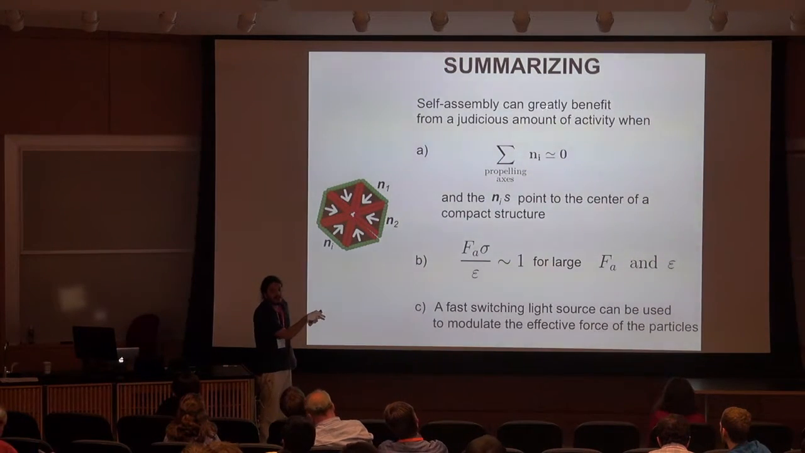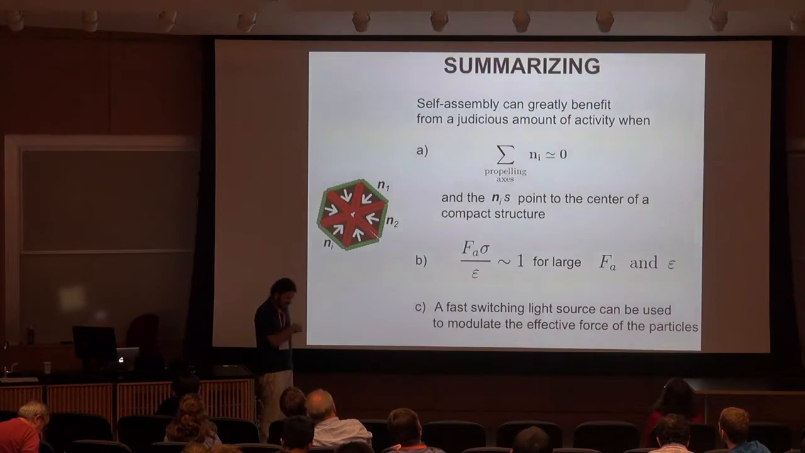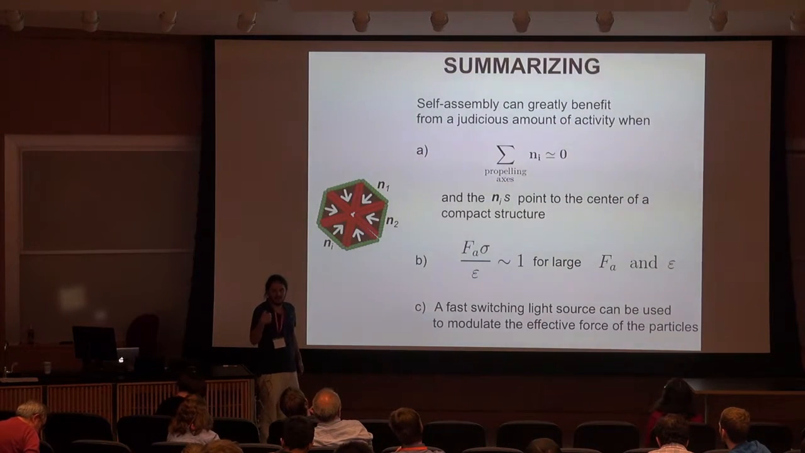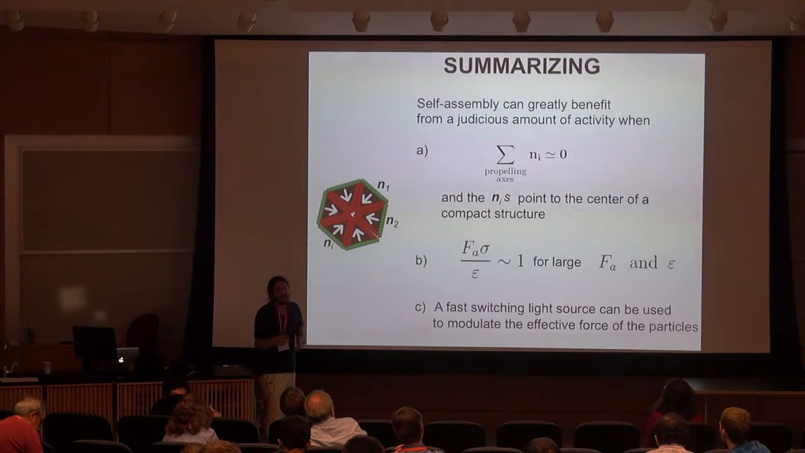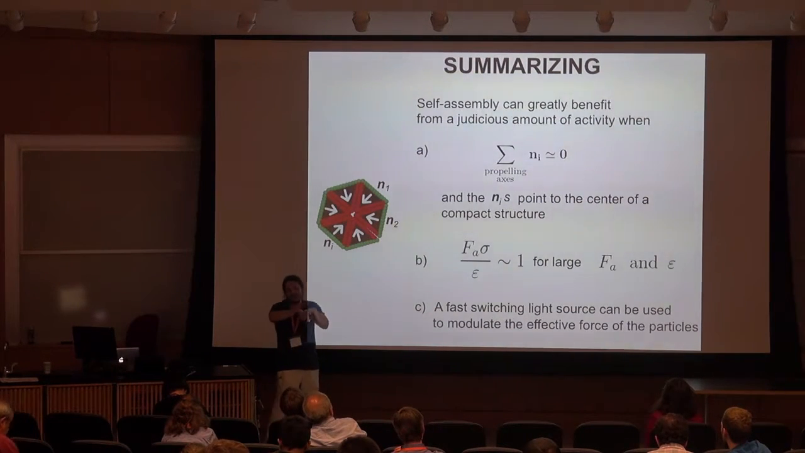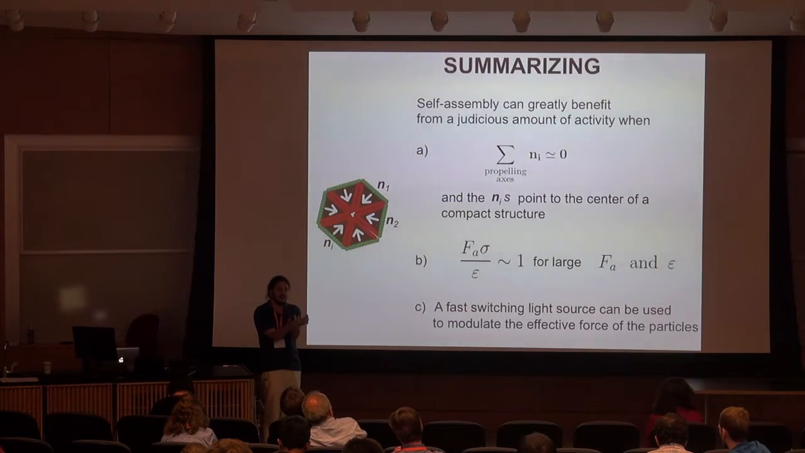Self-assembly can greatly benefit from self-propulsion, as long as you put the propulsion in an appropriate way. That's why I'm really asking, please make particles that are non-spherical. Okay? Then, for this particular system, and I think for every system that actually self-assembles into some sort of compact structure, this is pretty much the rule that has to be satisfied.